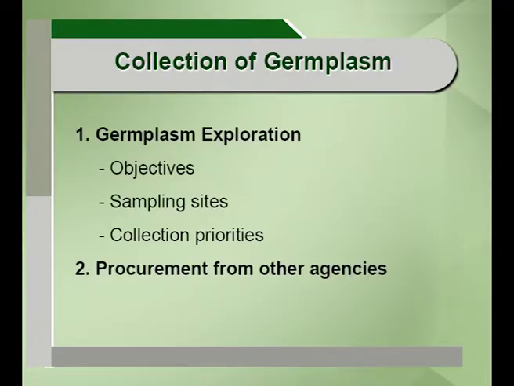The first and foremost thing is germplasm collection. This is a very, very important component in germplasm conservation. Only when we can collect the germplasm can we save and conserve it. And this is the prime source of variability. We have a lot of variation in the germplasm, and the prime source is collection of germplasm from the field. This is possible in two ways. One is germplasm exploration. The second is procuring the germplasm from agencies like research institutes and individuals. These are the two ways we can collect the germplasm.